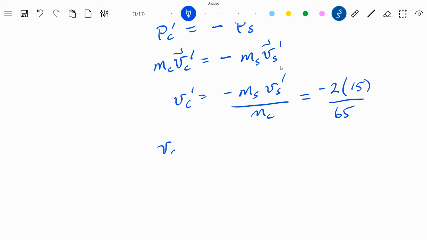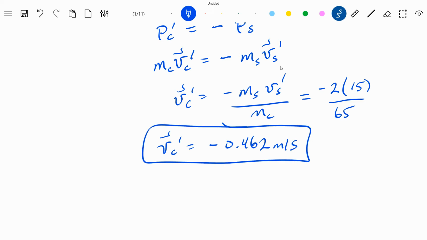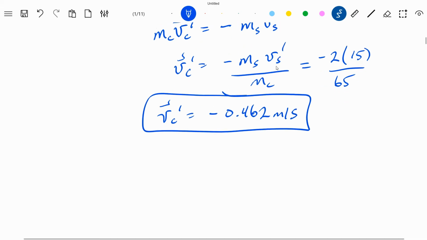65. So the velocity of Charlotte after, in vector notation, is equal to negative 0.46, rounded off to 2 meters per second. Okay, so since this is the first example of this type, let me just elaborate a little bit.